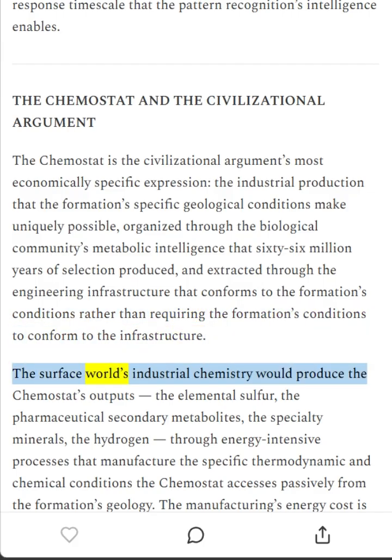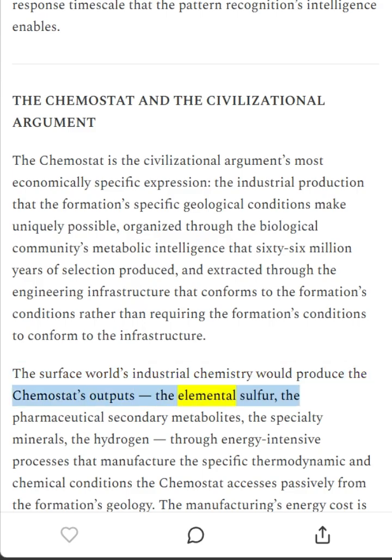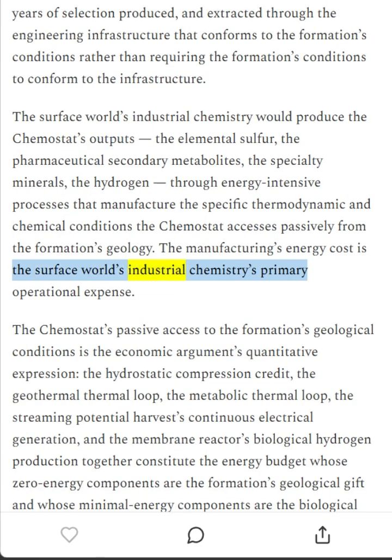The surface world's industrial chemistry would produce the chemostat's outputs, the elemental sulfur, the pharmaceutical secondary metabolites, the specialty minerals, the hydrogen, through energy-intensive processes that manufacture the specific thermodynamic and chemical conditions the chemostat accesses passively from the formation's geology. The manufacturing's energy cost is the surface world's industrial chemistry's primary operational expense.